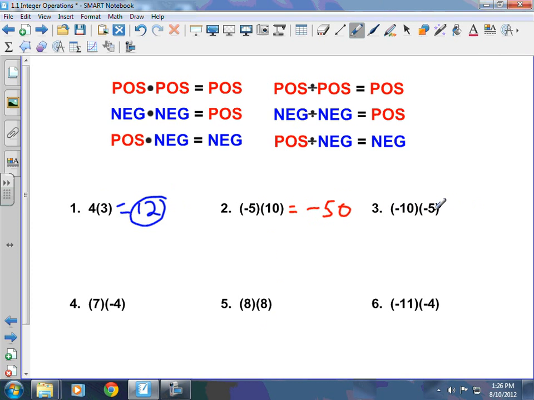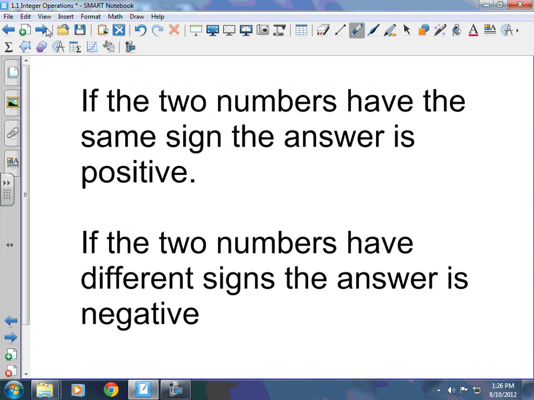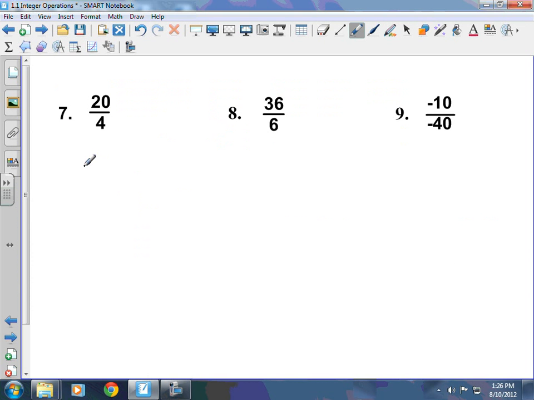Number 3, both of these are negative, so my answer is going to be positive. 5 times 10 is 50. Okay? You can do the rest on your own. Okay, division is the exact same thing. Now, these are both positive, so my answer is going to be positive. 20 divided by 4 is, how many times does 20 go into 4? I'm sorry, how many times does 4 go into 20? 5.